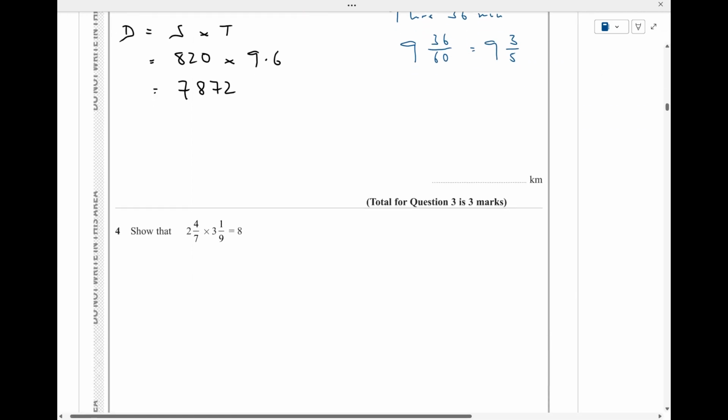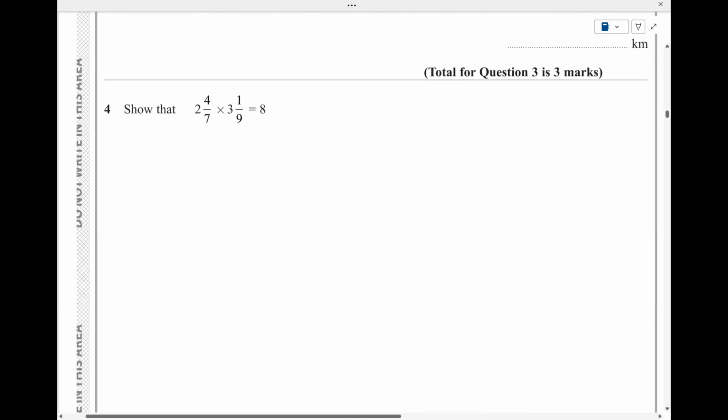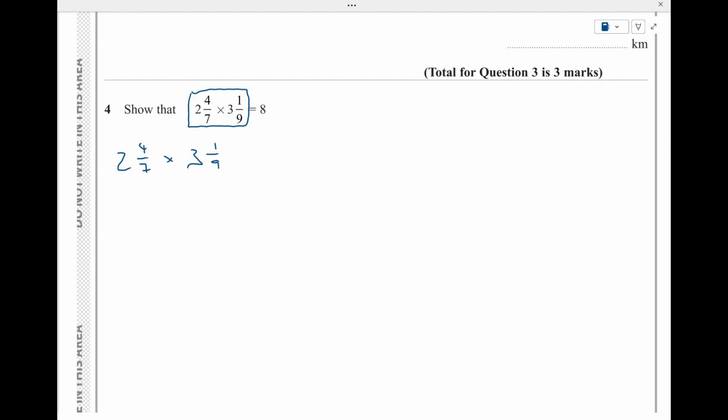Question 4. This looks like it's a question about mixed numbers, about multiplying mixed numbers. Let's have a look. It wants me to show that this equals 8. So what I'm going to have to do is start with the calculation on the left. I'm going to need to do that calculation and show that it comes to 8. Now I'm multiplying mixed numbers here, so the first thing I'm going to do is to make each of them top heavy. 2 times 7 is 14, plus the 4, that's 18 over 7.